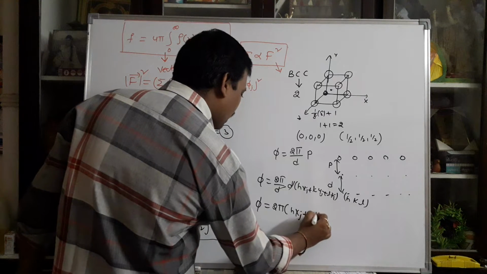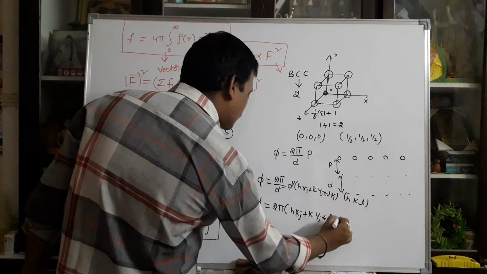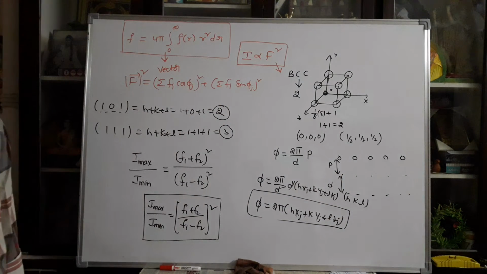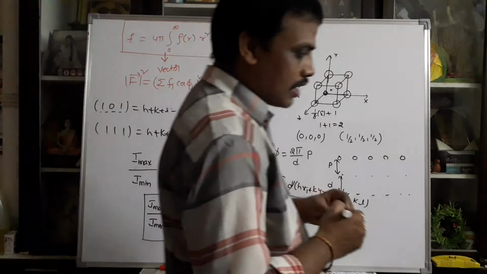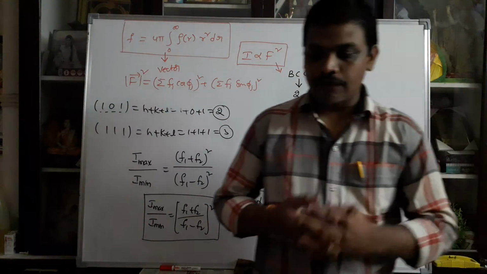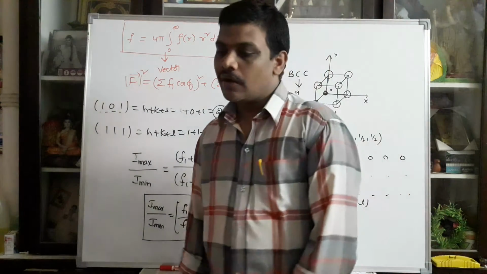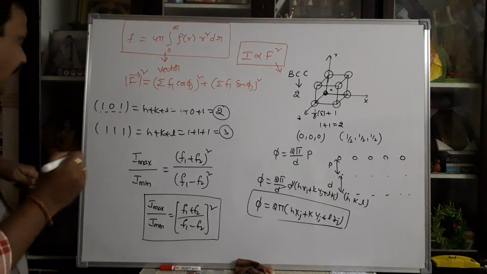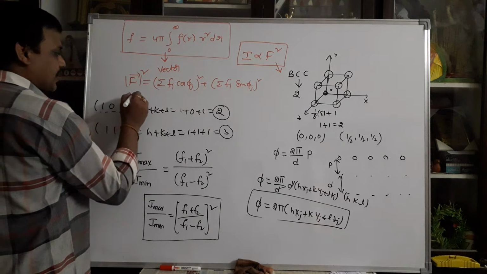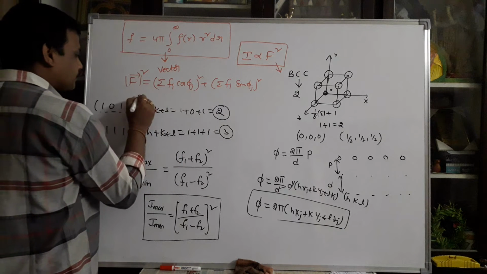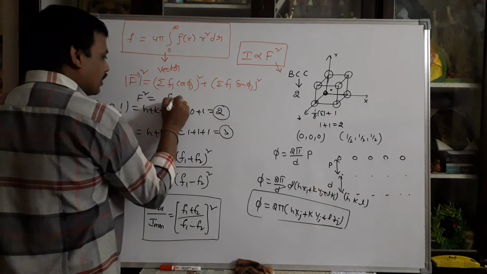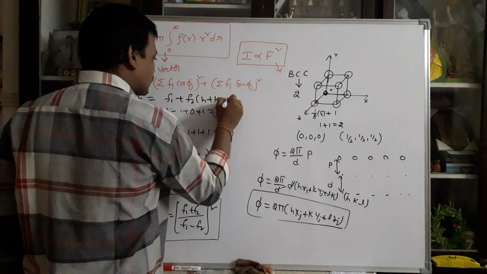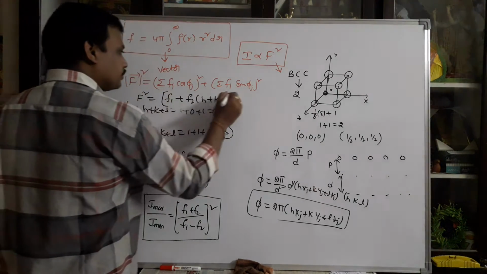xj plus kyj plus lzj. This value is substituted in the form factor value. You get the intensity value is directly proportional to the square of the form factor value. Finally you get the result of form factor for BCC structure: F square is equal to (f1 plus f2) into (h plus k plus l) whole square.